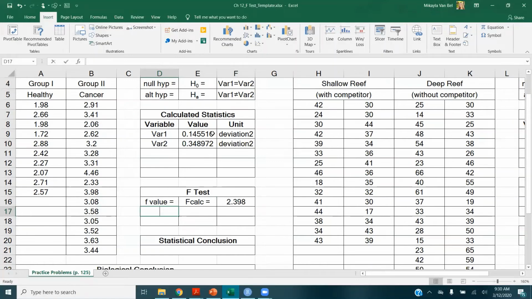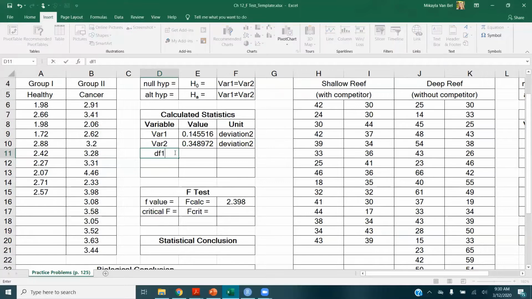The next thing we want to find is the critical F value, also called F-crit. To do that, we need to find the degrees of freedom of our numerator and denominator. What becomes very important here is being consistent with your labels of the groups. So in this example, I have called var1, associated it with the healthy group. var2 is associated with the cancer group. So I need to keep using that notation in order to be consistent and get the correct answer.